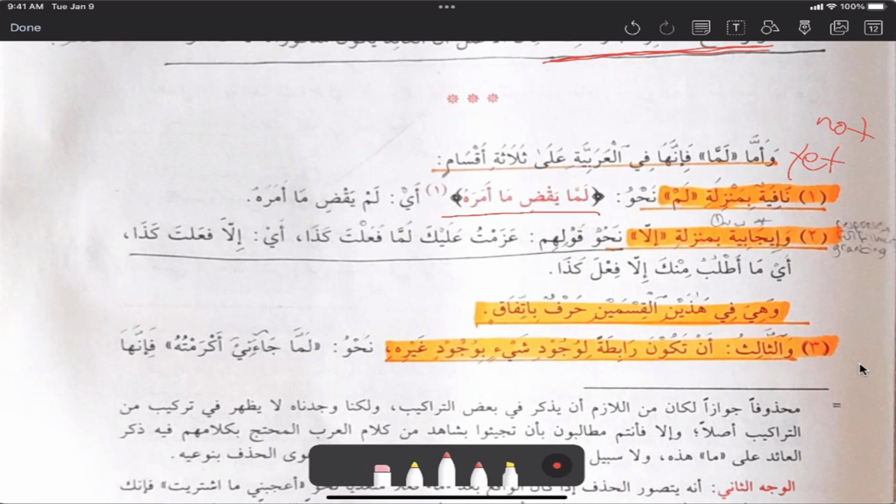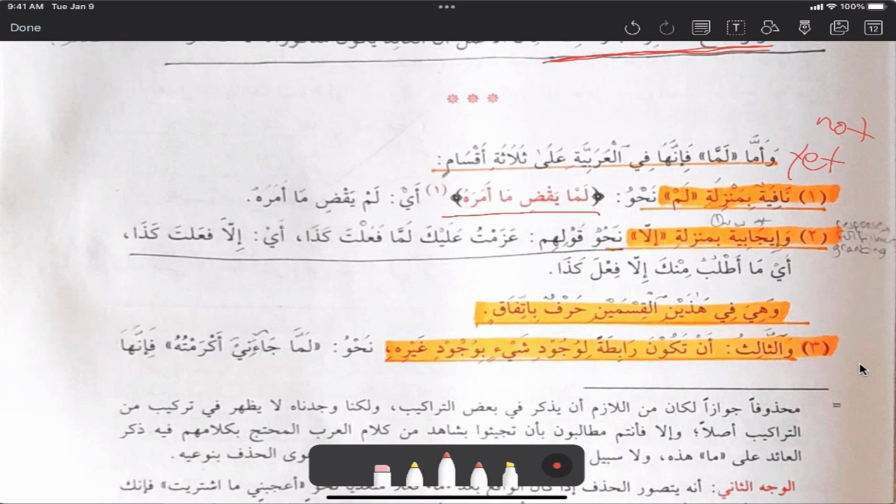لما يقض ما أمره. The human, the kafir human, has not yet fulfilled what he was commanded. The blasphemous human, لما يقض, has not yet fulfilled ما أمره, what his Lord commanded. أي لم يقض ما أمره, meaning he didn't do it yet.